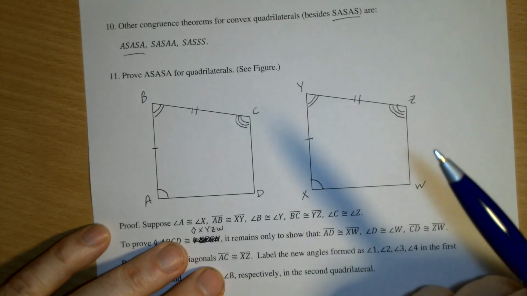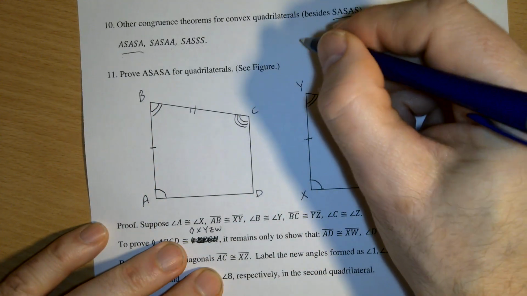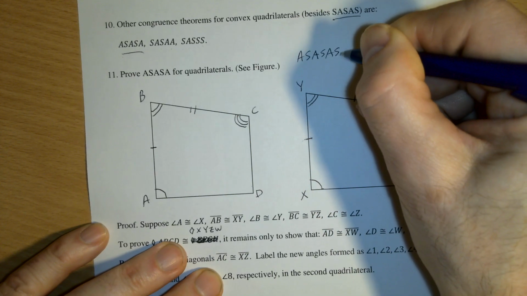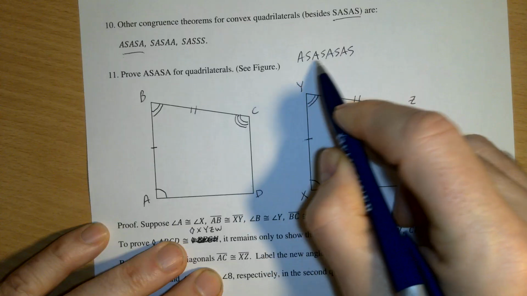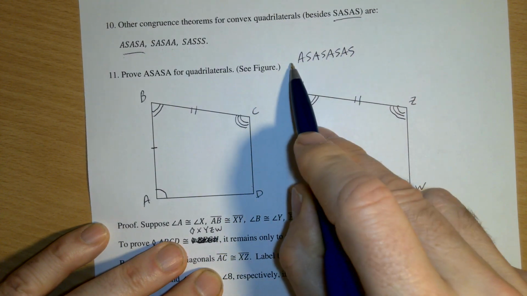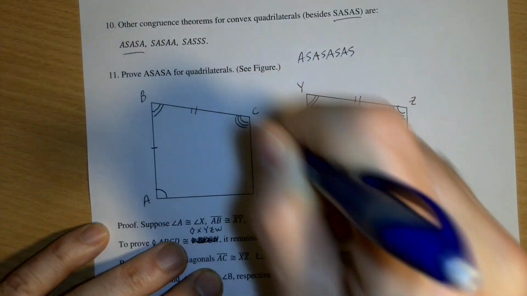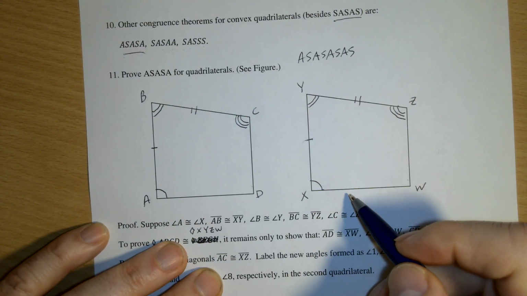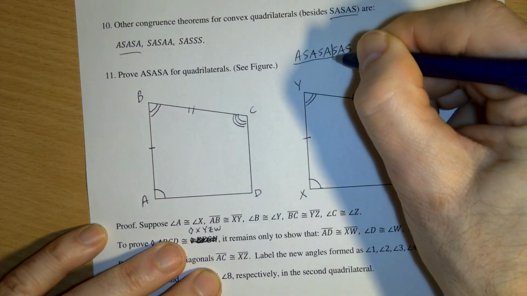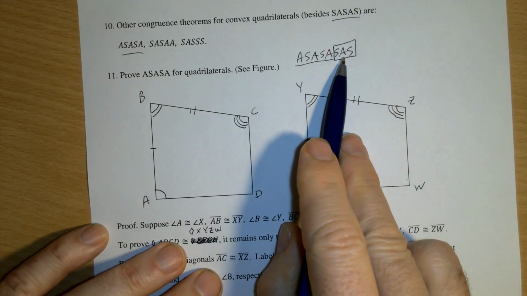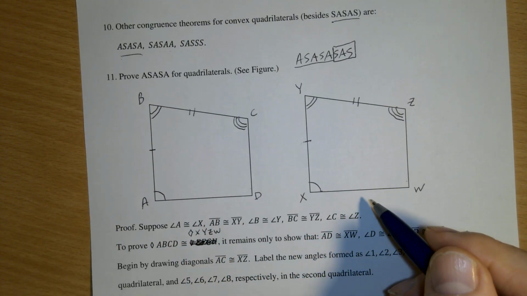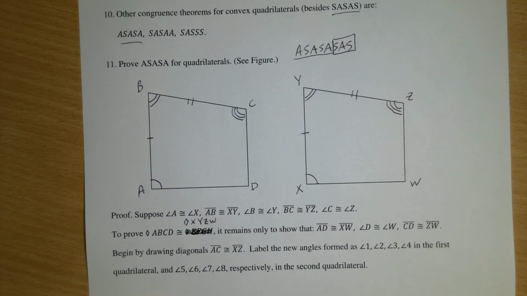Well, all that remains is to show, remember when we defined ASASASAS, 1, 2, 3, 4. I may have put the S at the beginning before, but it doesn't matter. I've got all 8 of them going around one direction or the other. So if we have ASASA, all I have left is to show that the remaining 2 sides and the remaining one angle are congruent. So let's see how we can prove this.